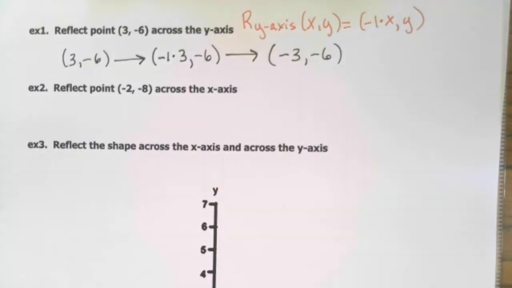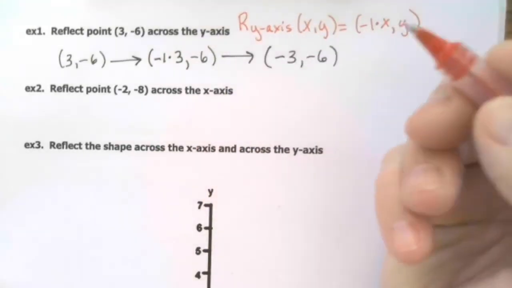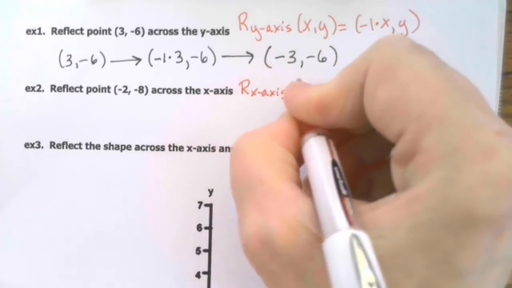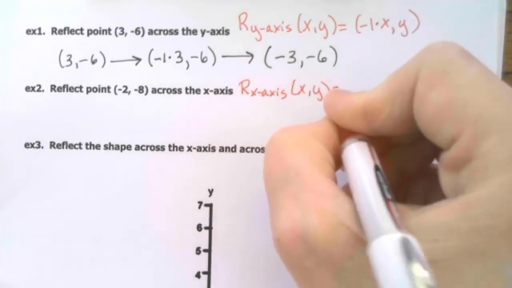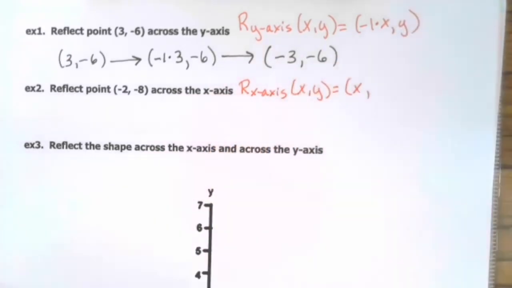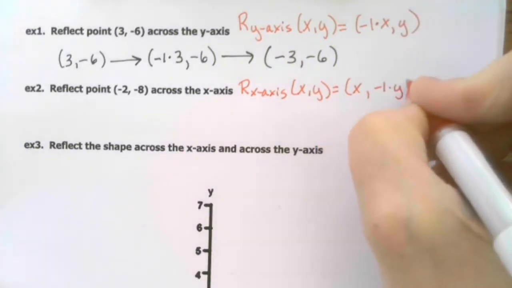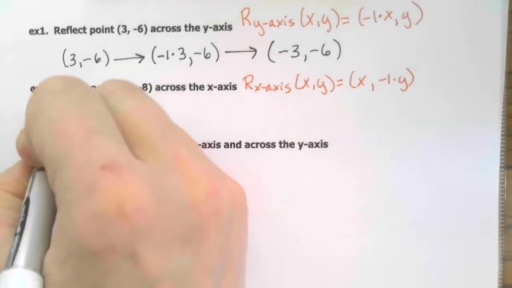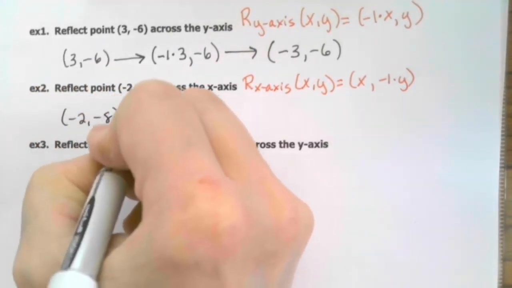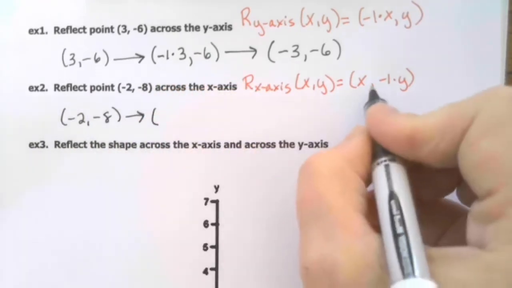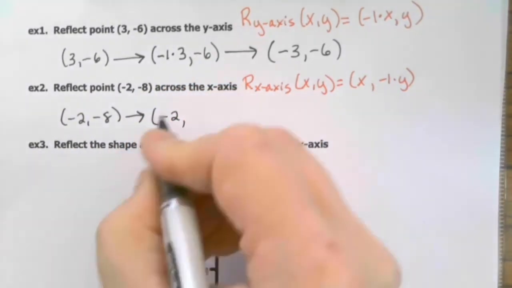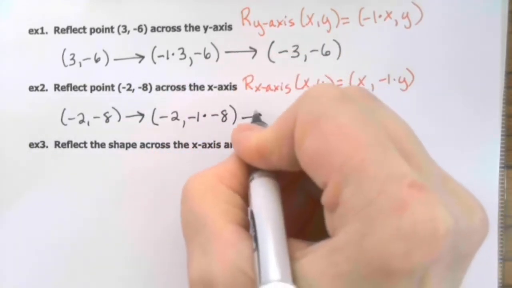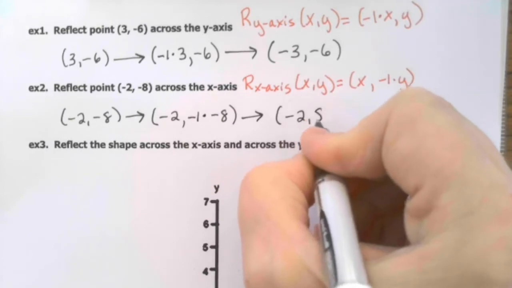All right, let's practice one across the x-axis. Okay, first the formula. The reflection across the x-axis of every point (x, y) equals, leave the x-coordinate alone, multiply the y-coordinate by a negative 1. All right, so let's do this. We start with (-2, -8). And in this one, we're going to leave the x alone, so -2 stays the same, but we're going to multiply -8 by a negative 1. The resulting point is (-2, 8).